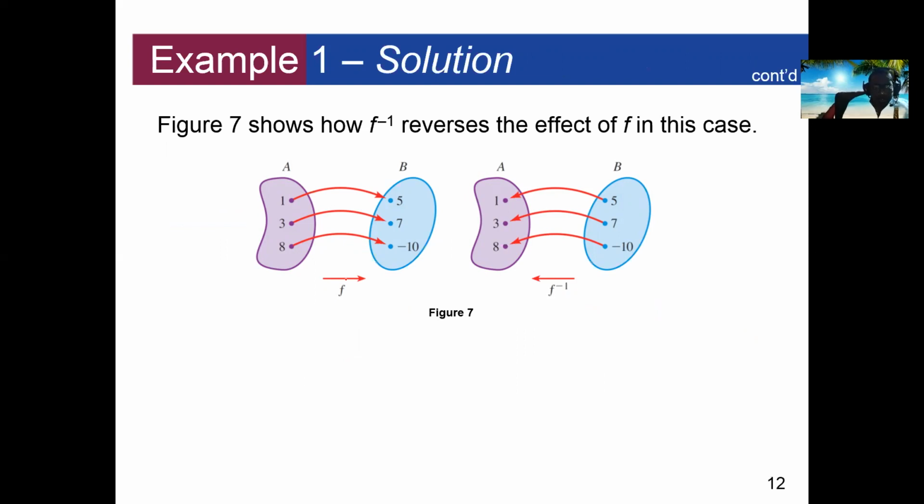Okay. Now, if you put this in the diagram, that's what we have. This is my f of x, that is my f inverse. For f of x, the input is 1, the output is 5; 3 gives 7; and 8 gives negative 10. Now, the inverse function reverses the order, so it takes the 5 and gives you the input 1, takes 7 and gives you the input 3, in that order.